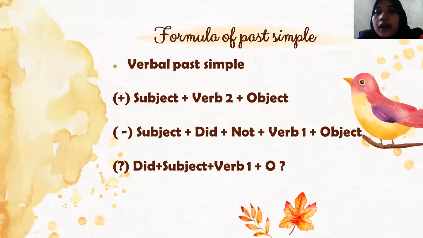Formula of verbal past simple. Positive: subject plus verb 2 plus object. Negative: subject plus did plus not plus verb 1 plus object. And interrogative: did plus subject plus verb 1 plus object. This is the formula for the verbal past simple.